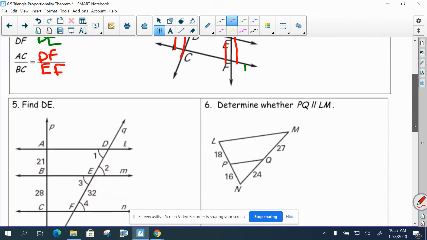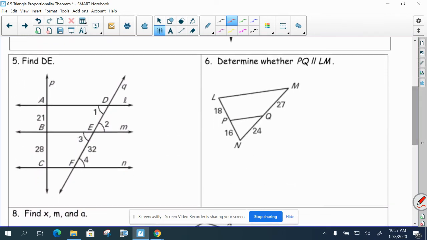All right. So here's a little example. So we see alternate interior angles are congruent. So we know that these lines are all parallel. And what are we trying to find? DE. So we're trying to find this guy right here. Well, we know that this is 32, and we know that that's 21 and 28. So let's let this be x. And you could do x over 21 equals 32 over 28.